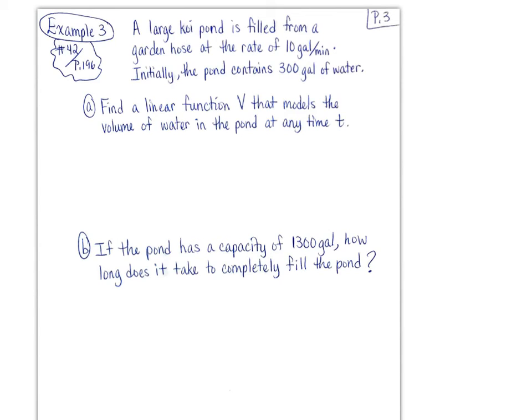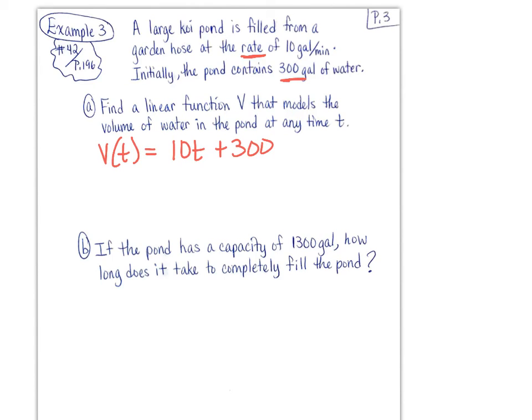This is linear function v. It says find a linear function v that models the volume of water in the pond at any time t. So what's our variable here? T. Good. So it's v of t equals, your equation is right, you just have to use the right variable. V of t equals 10t plus 300, because 10 is your rate, 300 was what it initially contained. Okay? So your rate is the same as your slope.